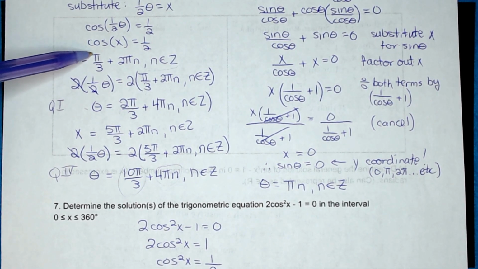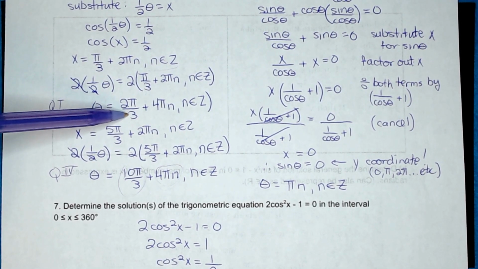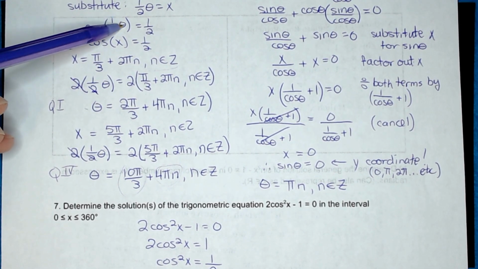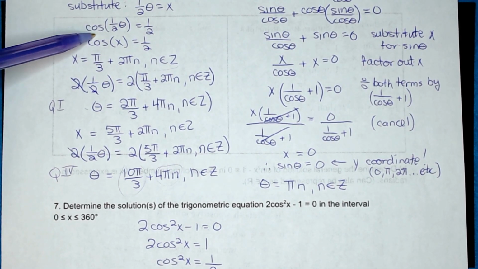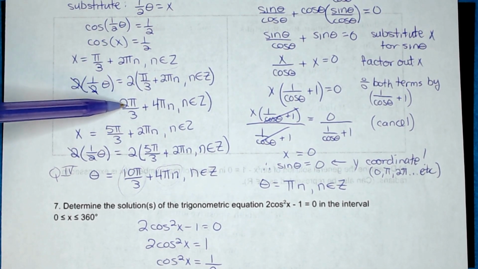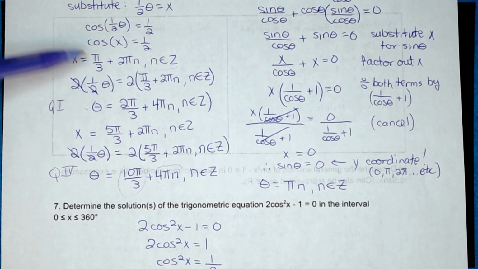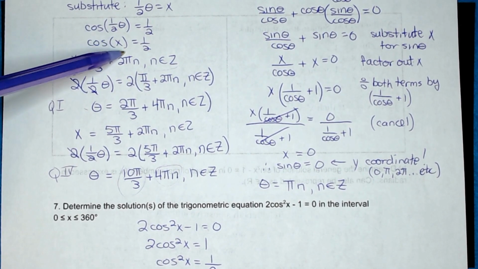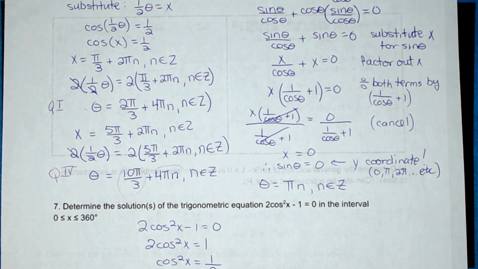Notice that this angle, x equals pi over 3, is 1/2 of our theta. Here's 1/2 theta. It's asking for cos 1/2 of the angle. Here we have 2 pi over 3, and the angle that we use to find the 1/2 is pi over 3. So don't be afraid to substitute that x in to simplify and solve for it.